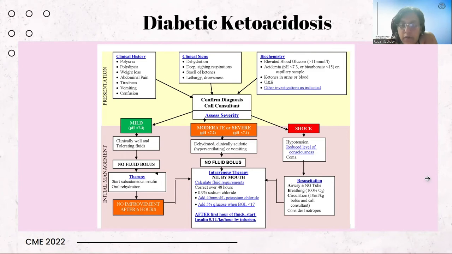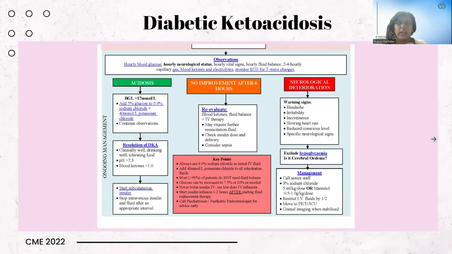After your first hour of fluid, you start giving insulin. So the mainstay of DKA in pediatrics and adults is fluid rehydration. Later on, you move on to insulin and potassium supplementation. Now, if your patient is in shock, that means they have hypotension, reduced level of consciousness, and coma, you start with resuscitation. Again, ABCs, airway, breathing, and circulation. And if they're going into bradycardia, you consider inotropes.